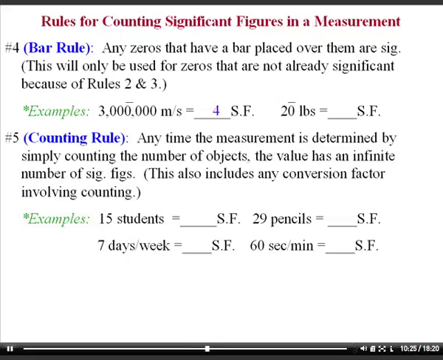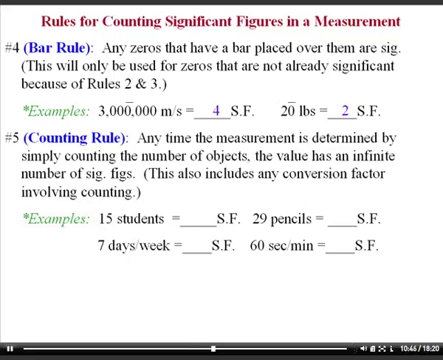Let's say you had a scale that read to the nearest pound, and you put some object on the scale and it read exactly 20 pounds. Not 21 pounds, not 19 pounds, exactly 20 pounds. Well, if you want to tell people that you rounded to the nearest pound, you'd have to put a bar or a little line over that 0 to tell them that's your last sig fig. So that only has 2 sig figs.